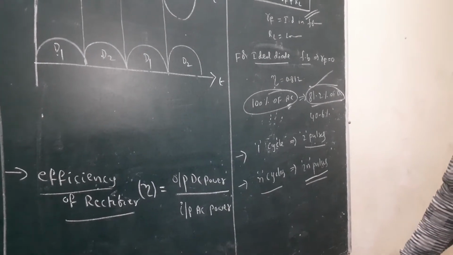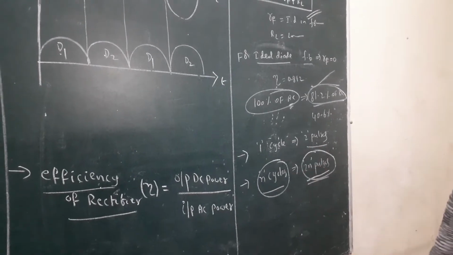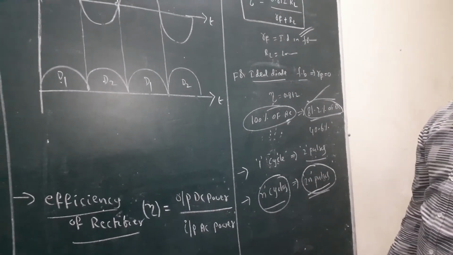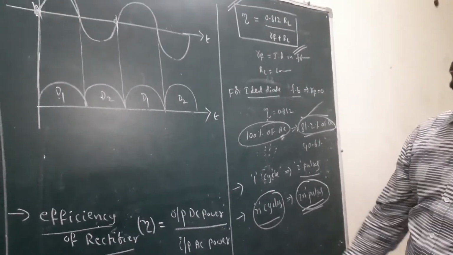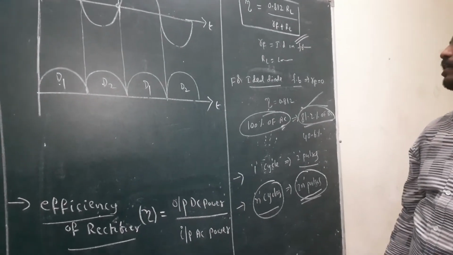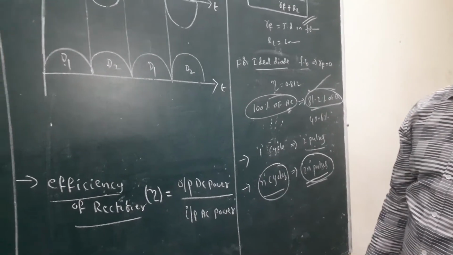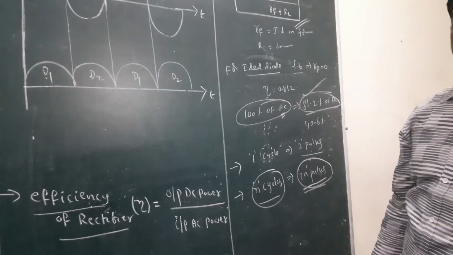In the half wave rectifier, n cycles give n pulses, nana. There the negative half cycle does not allow current. Here, however, the positive half cycle allows D1 and the negative half cycle allows D2. Okay, both outputs are unidirectional, so we get DC output, nana.